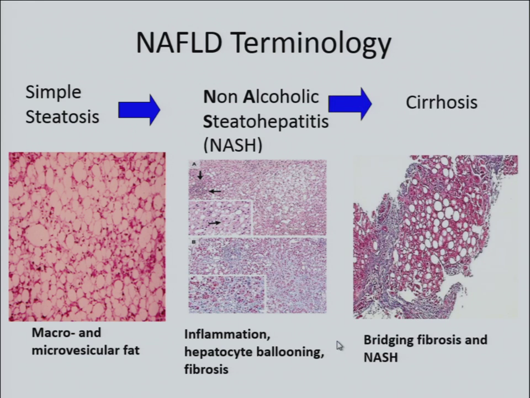And then finally, I'm showing you here a picture of cirrhosis, or end-stage NASH, which shows bridging fibrosis in addition to the steatosis and inflammation. The cirrhosis can be so severe that the scar tissue or the fibrosis completely replaces the parenchyma of the liver, and there's no fat being seen. But in this picture here, you can see there's still some fat as well as the extensive fibrosis.